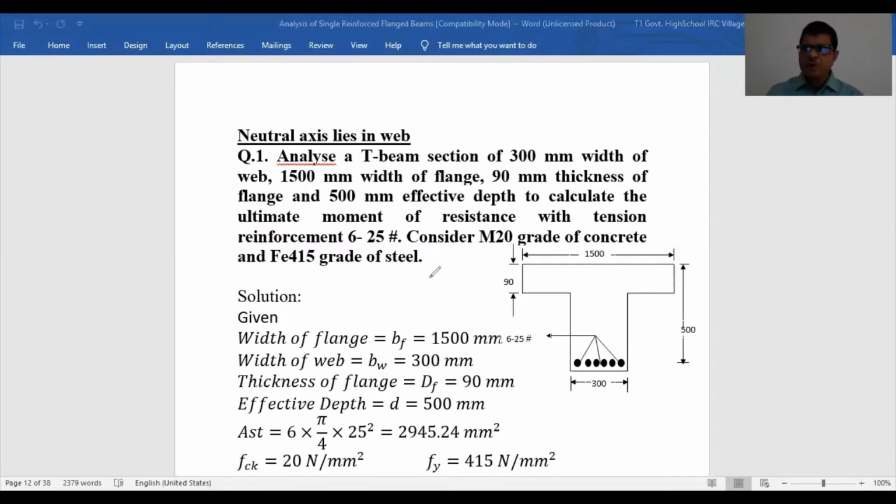So we'll see four problems of the moment of resistance, and another two problems we'll discuss to find out the area of steel for the under reinforced sections when Df by xu is less than 0.43 and when Df by xu is greater than 0.43.